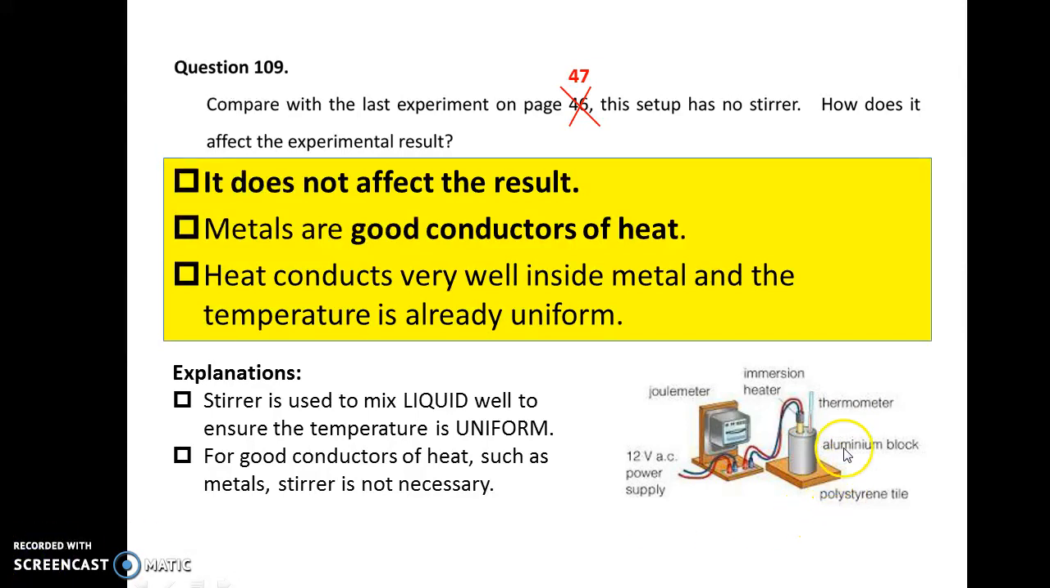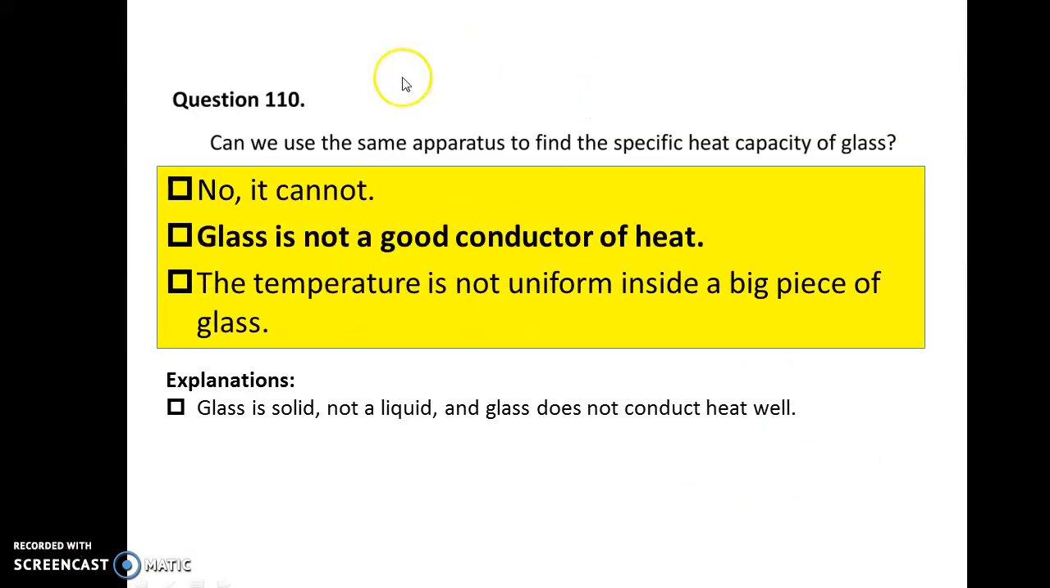So what about if we replace the aluminium with glass? Question 110. Can we repeat the experiment using glass to find the specific heat capacity of glass? The answer is no, we cannot, because glass is not a good conductor of heat. It does not conduct heat very well. In other words, the temperature inside the piece of glass is not the same everywhere. It would not be uniform. So we cannot measure the temperature of the glass accurately.